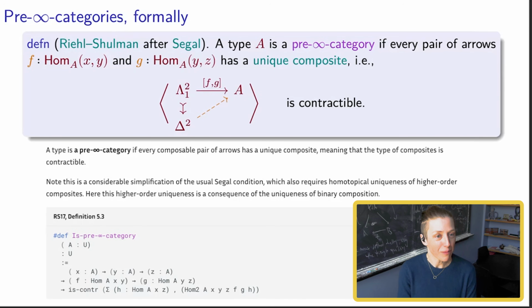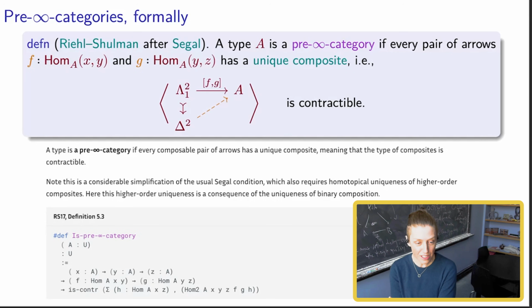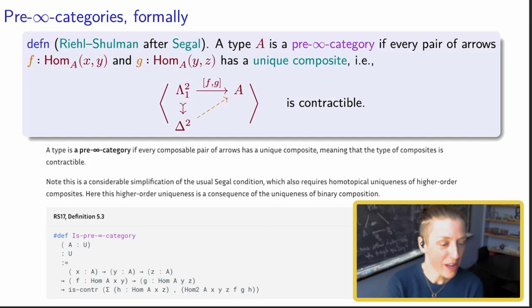So, for example, we saw this definition of a pre-infinity category. A type is a pre-infinity category if every composable pair of arrows has a unique composite, meaning some type is contractible. What I'm showing now is a screenshot from our formalization of what it means for a type to be a pre-infinity category. This U here is the universe of types. So is-pre-infinity-category is a predicate on A of type U. In other words, it's a predicate on types, and it returns a type.